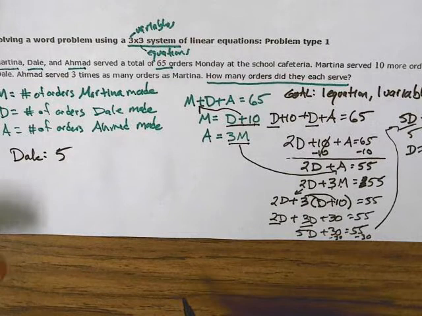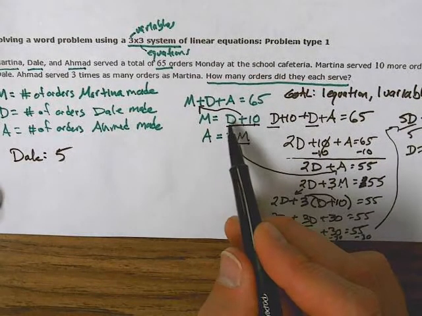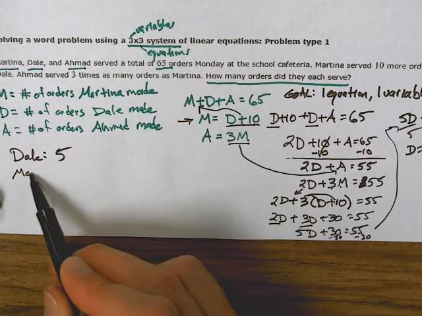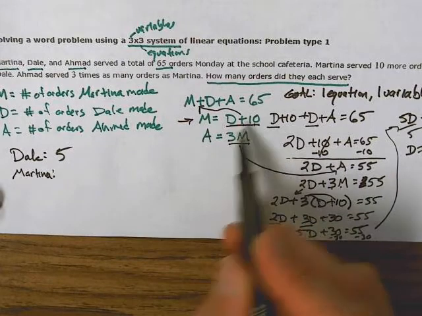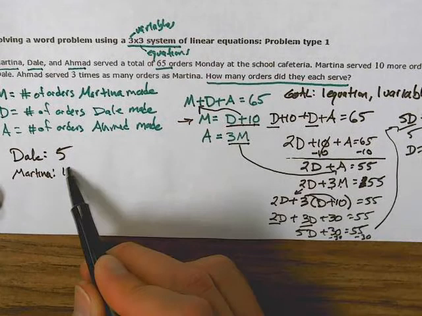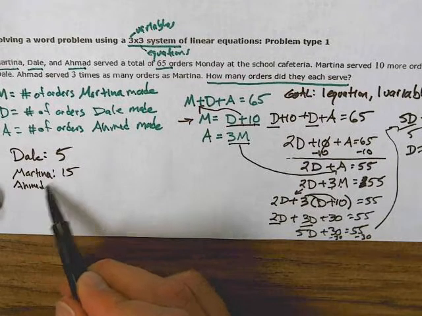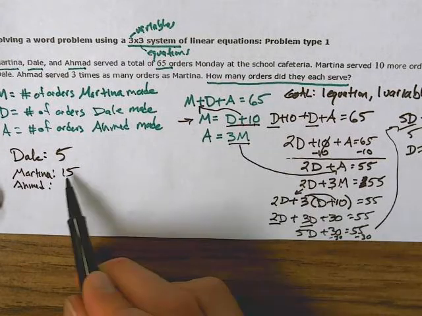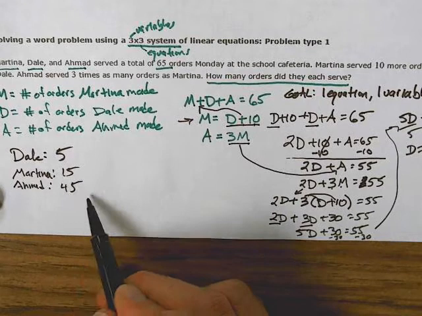All right, and then from here, we can probably easily get the rest of them. If I know Dale is 5, if I just go to my second equation here, Martina is simply Dale's order plus 10. So Martina is 5 plus 10, she would be 15. And then Ahmed, we know over here, is 3 times the number of Martina's orders. So 3 times 15 is 45.